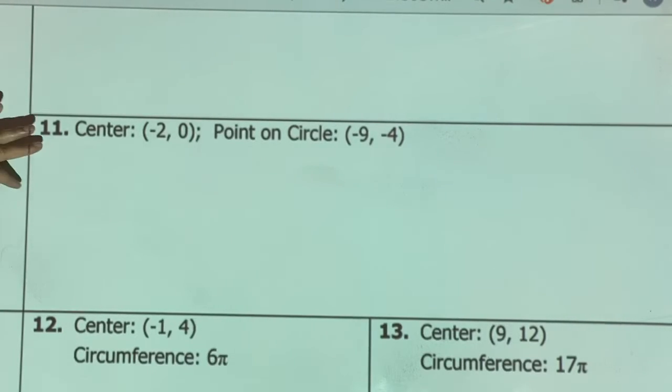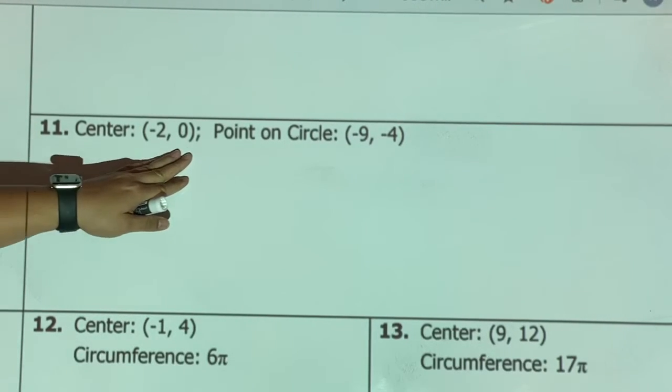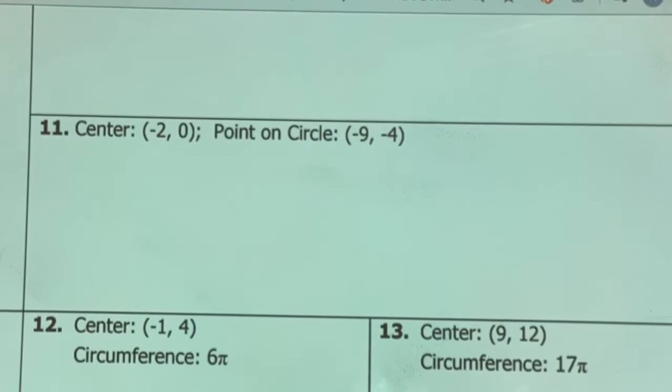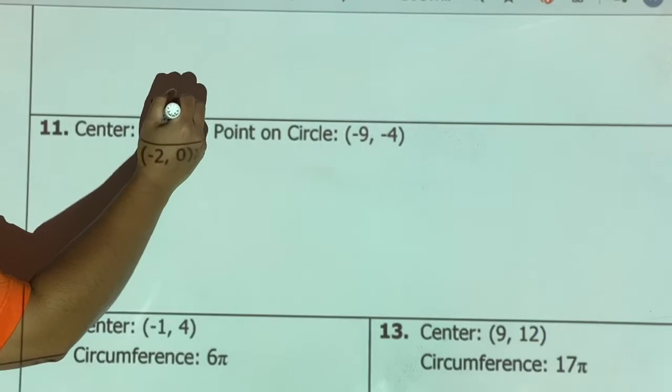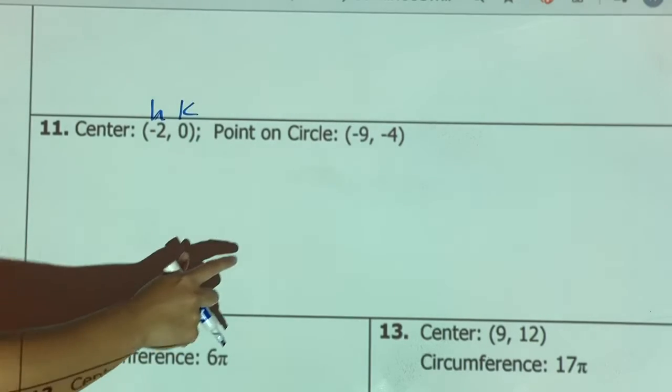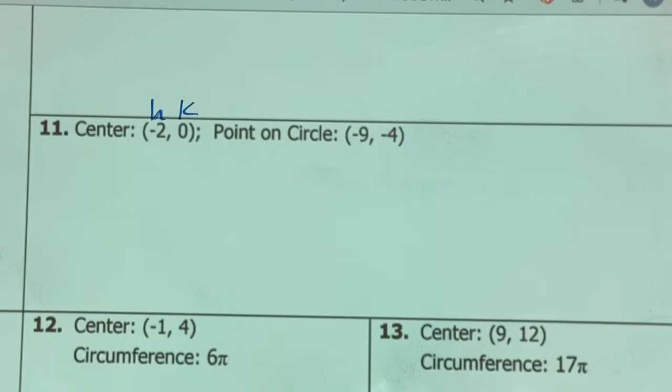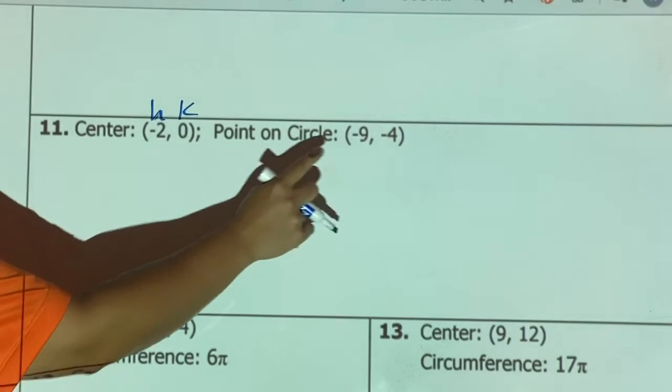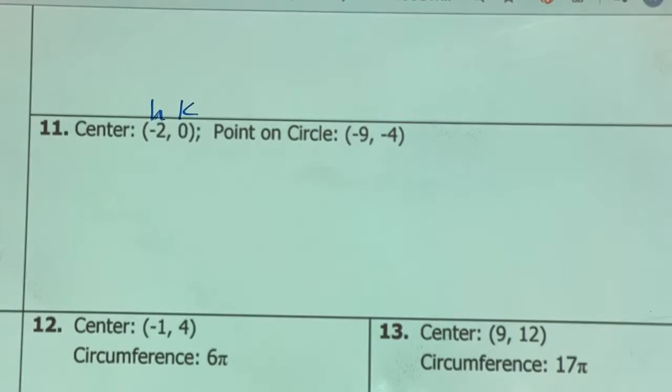Okay, so for this example, you were given a center and a point on a circle. So you have the center, which is your h and your k, but you still have to find your radius, right? In order to find the radius, you're going to use the point on the circle. If you're given a center and a point on a circle, you can find the radius by finding the distance between these two points here.